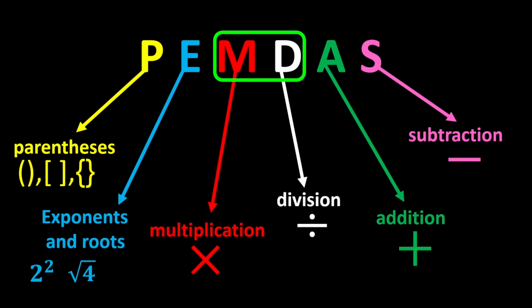In any expression that has both multiplication and division, we move from left to right and perform whichever we reach first. This rule also applies to addition and subtraction. Now, with these explanations, let's solve the question from the beginning of the video.